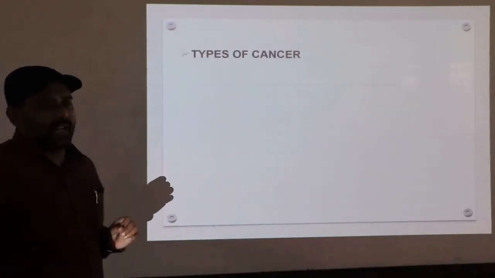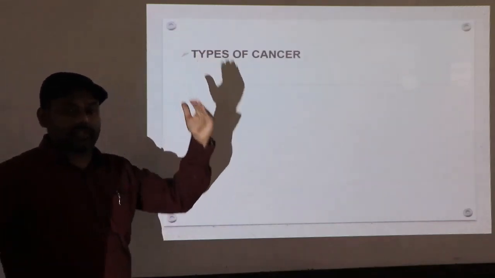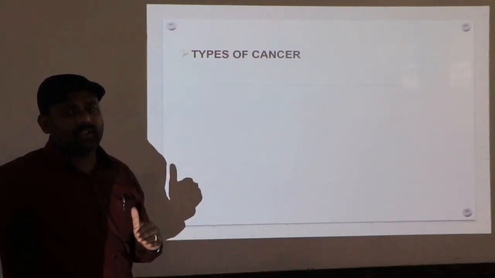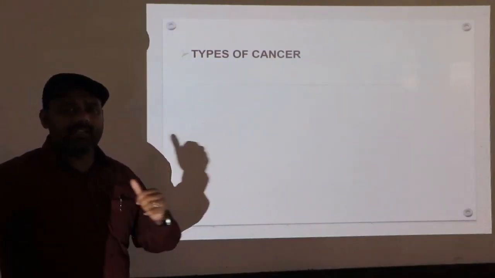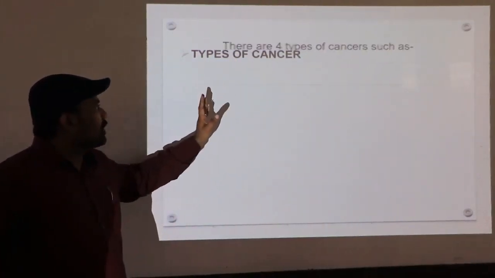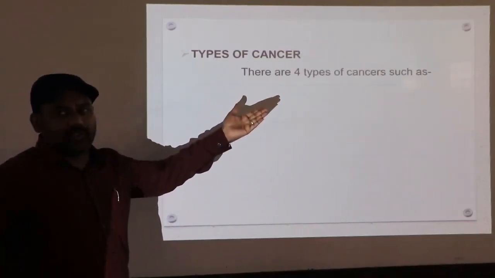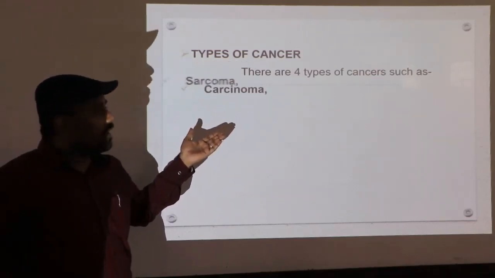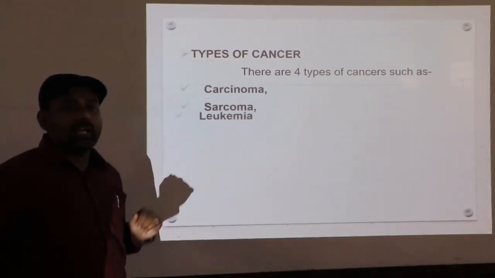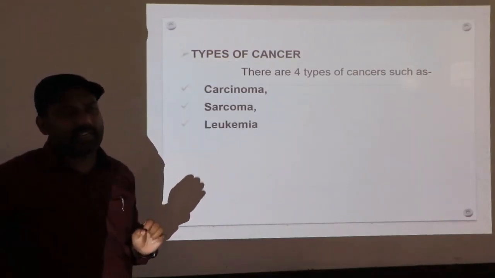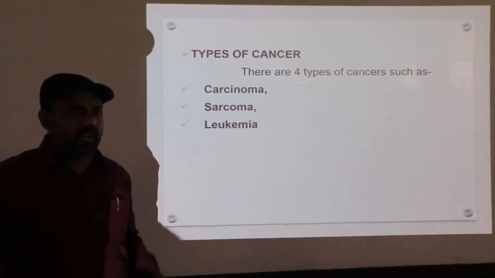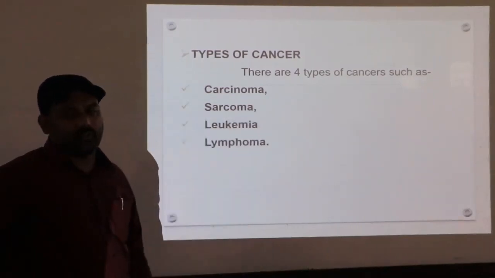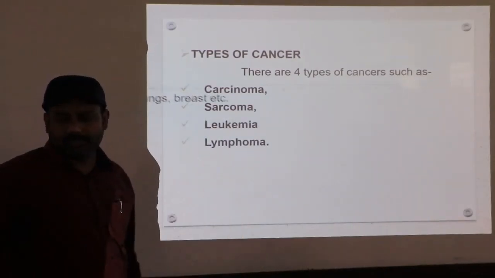Next, types of cancers. As we discussed earlier, there are two types: one is a benign tumor, the second one is a malignant tumor. Again there are some classes. There are four types of cancers: carcinoma, sarcoma, leukemia and lymphoma. There are four basic cancers. First one is carcinoma, then sarcoma, leukemia and the last one is lymphoma. Clear? We'll discuss one by one.